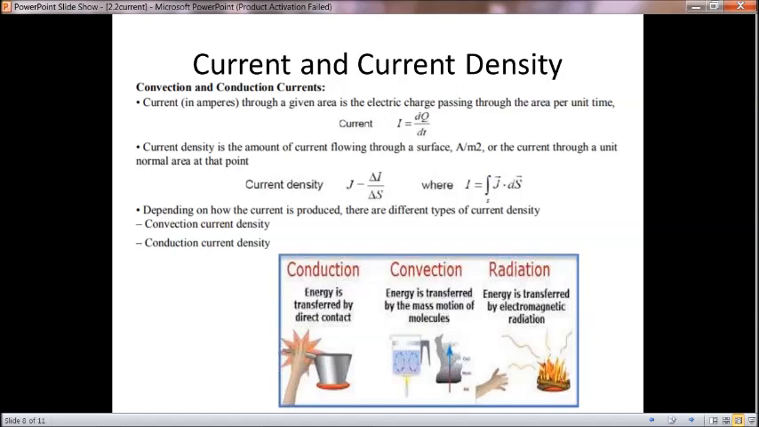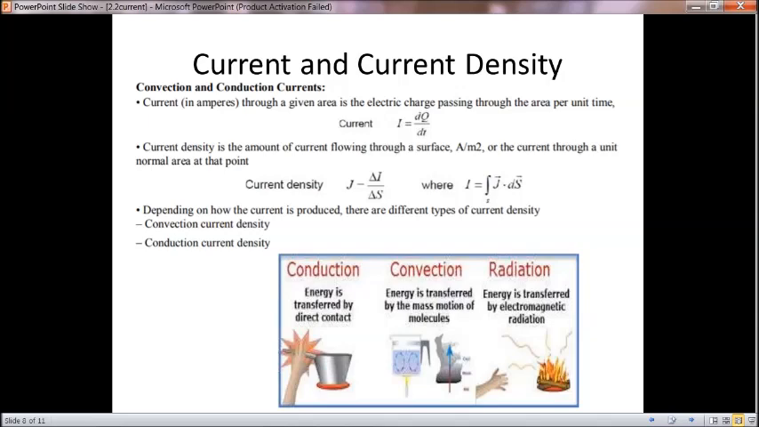So we are having two types of currents, convection current and conduction current. We know current is the electric charge passing through per unit time. So current I is equal to dq by dt. Current density J is equal to del I by del S, where I is equal to the integral over S of J dot dS. Depending on how the current is produced, there are different types of current density: convection current density and conduction current density.